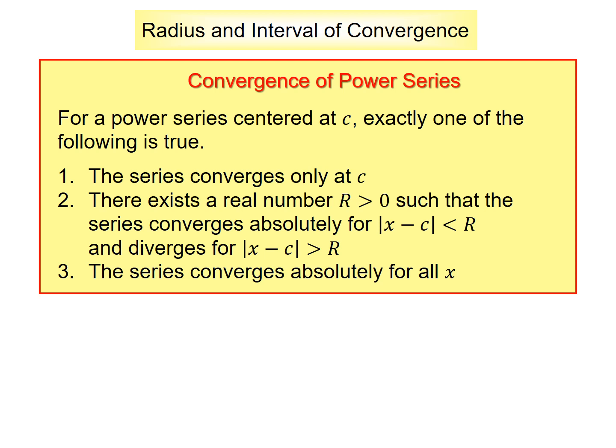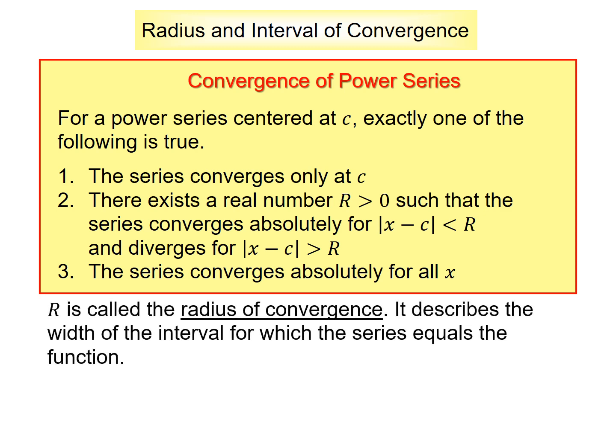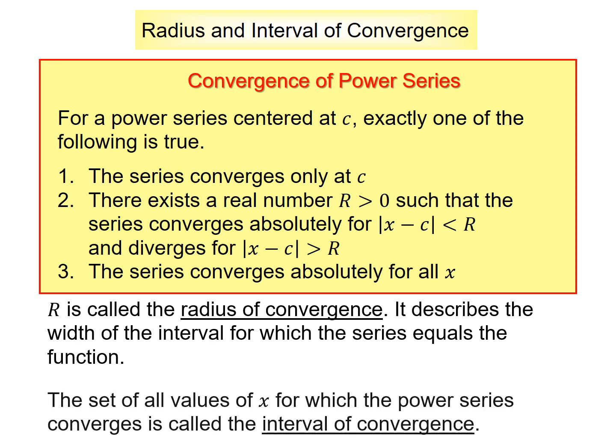All right. There are three ways that a power series can converge. The series could converge only at its center. The series could converge over some finite radius, so there's some number r, where for any values less than r, the series will converge. Or the series could converge for all values of x. And if we go back to option 2 there, the value r we call the radius of convergence. So it describes the size of the interval of x values where the series converges.